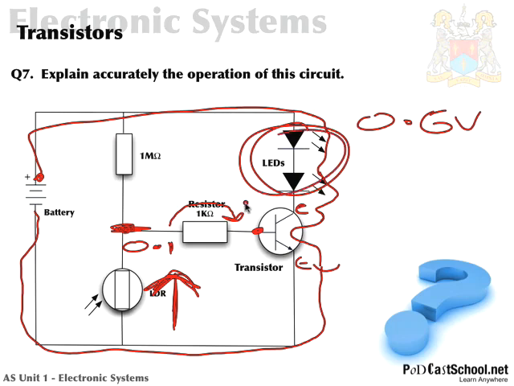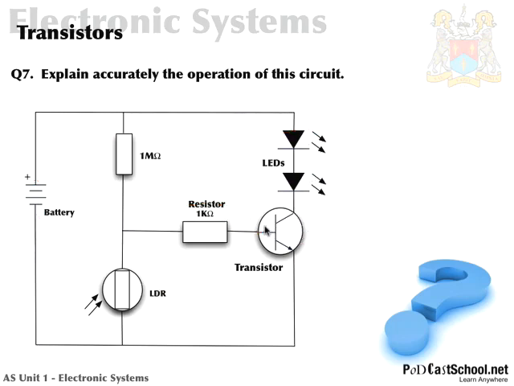Let's clear the screen, it's getting a bit messy. The LEDs, and of course make it light. In other words, to cut a long story short, when it gets dark, the resistance here increases, the voltage here increases, and the LEDs turn on.